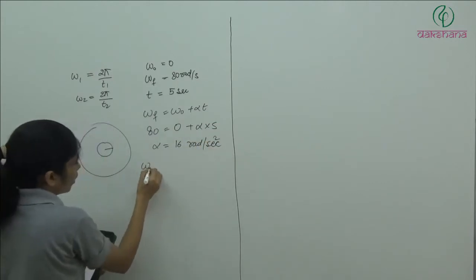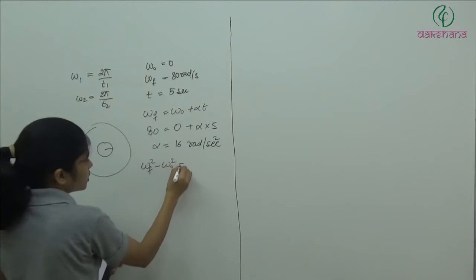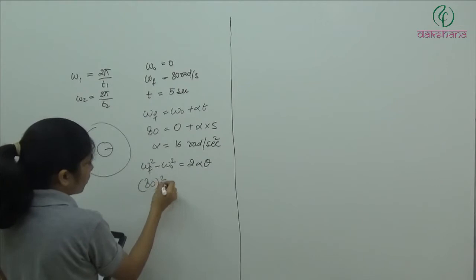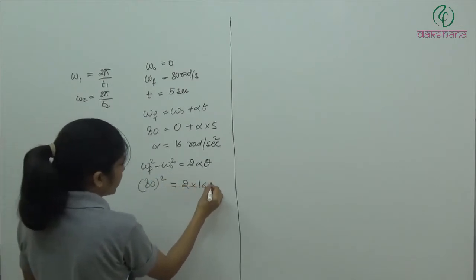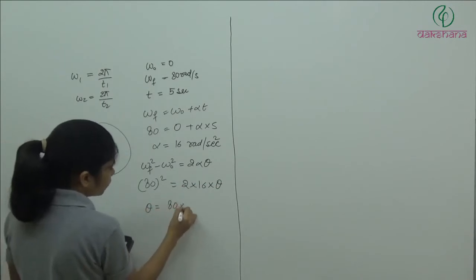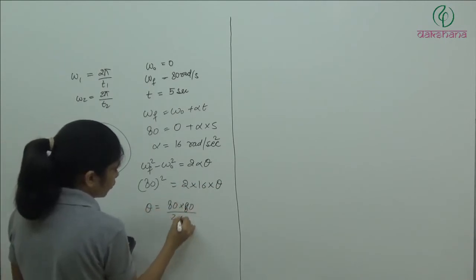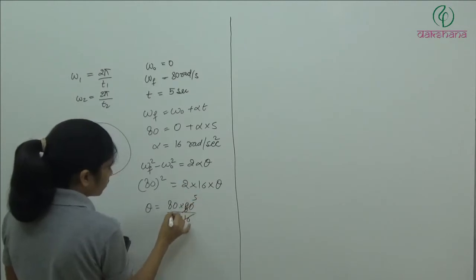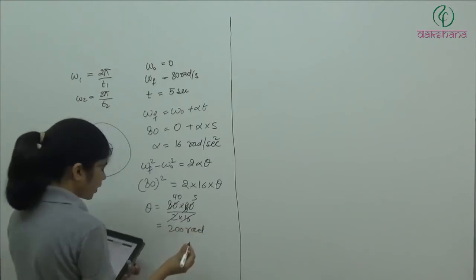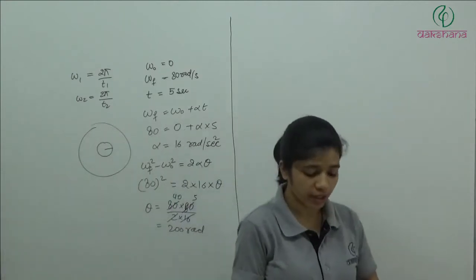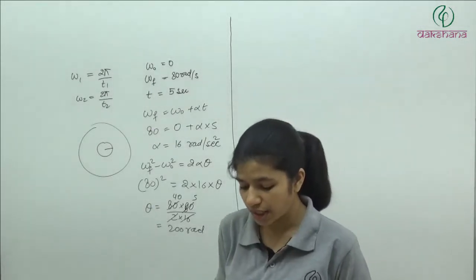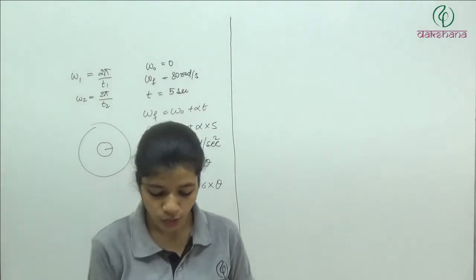Now omega f square minus omega naught square is equal to 2 alpha theta. So from here, 80 square minus 0 is equal to 2 into 16 into theta. Theta we don't know, so from here we'll get theta equal to 80 square divided by 2 into 16. It will be 200 radians. Theta will be 200 radians. Clear?